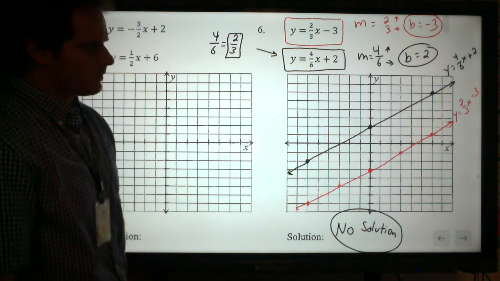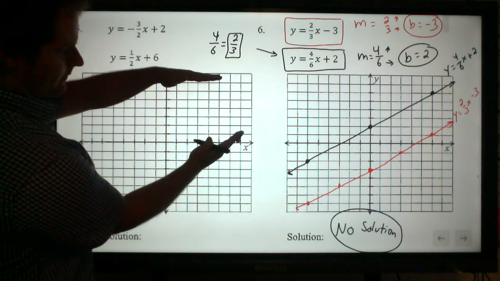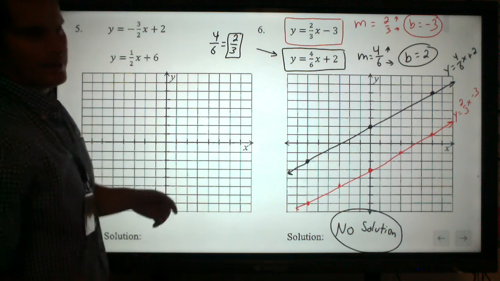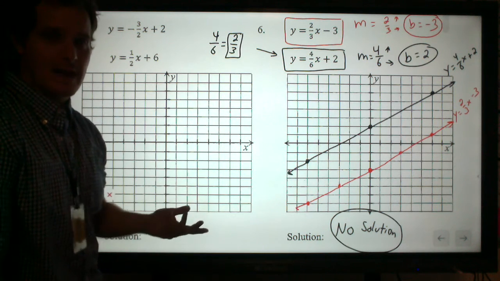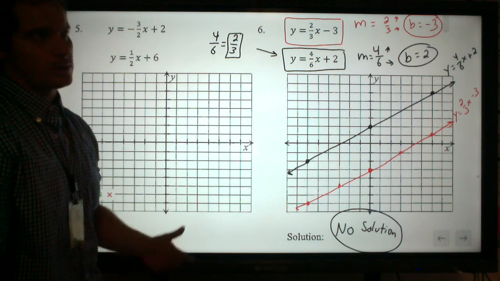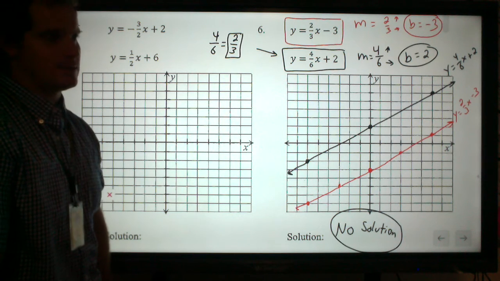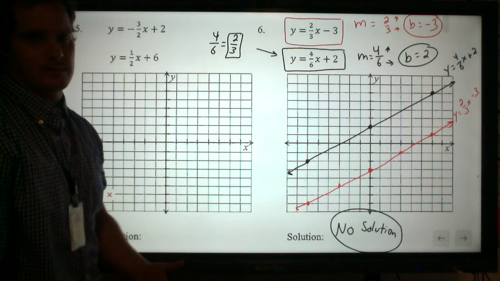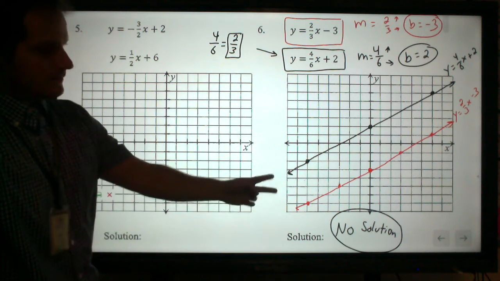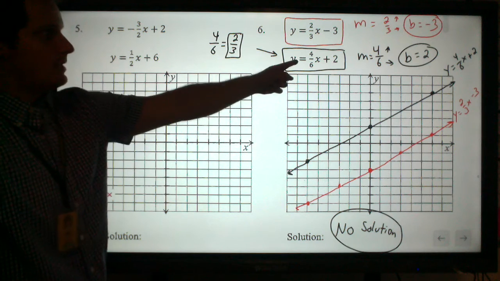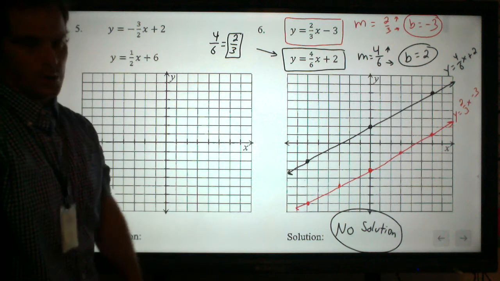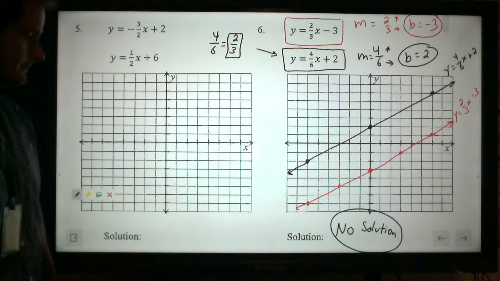Sometimes though, there will be instances where the graph may have two lines that are not necessarily parallel, but we don't actually see where they intersect. If that happens, you either have to change the scale of your graph, or it might work to solve your system using one of the other methods, either elimination or substitution. But for now, if this happens, this is a special case. They both have the exact same slope, different y-intercepts, so this is a no solution, parallel lines.